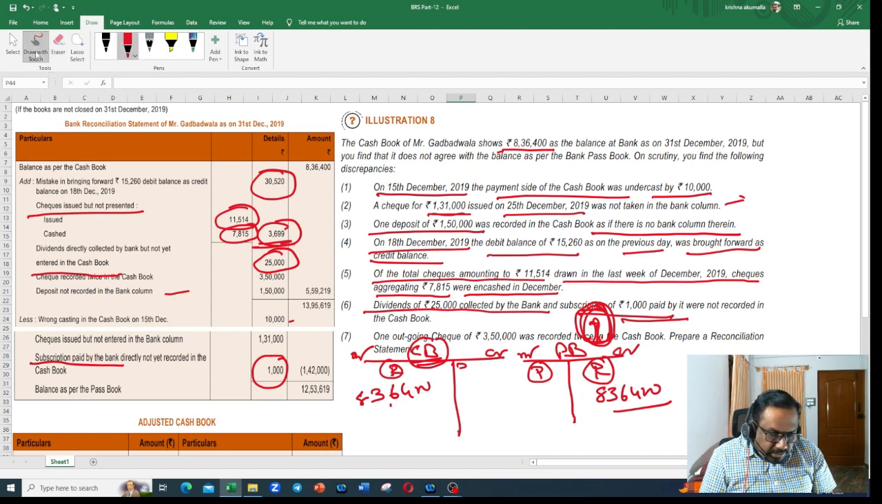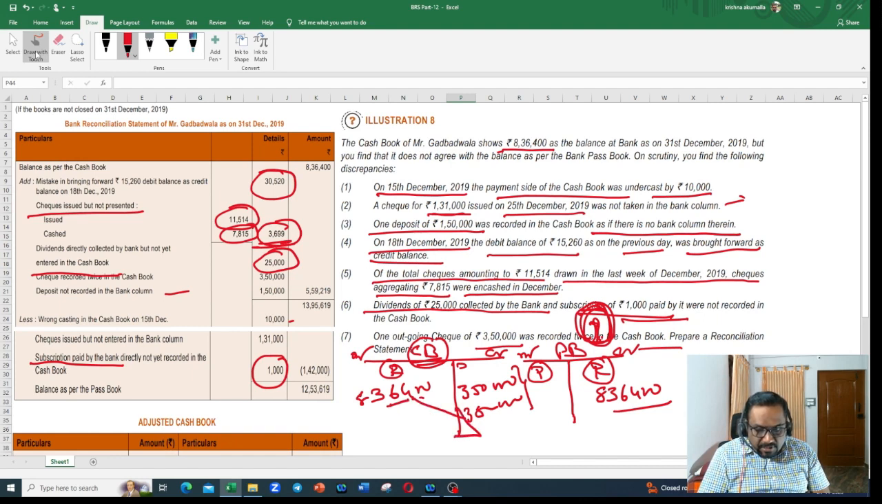One outgoing check of 3,50,000 was recorded twice in the cash book. Outgoing check is issued check. So how much outgoing check? 3,50,000. The 3,50,000 outgoing check was recorded on the payment side of the cash book twice. Since it is recorded two times, what will happen? This balance got reduced. One debit is there, two credits are there. Are you getting my point?